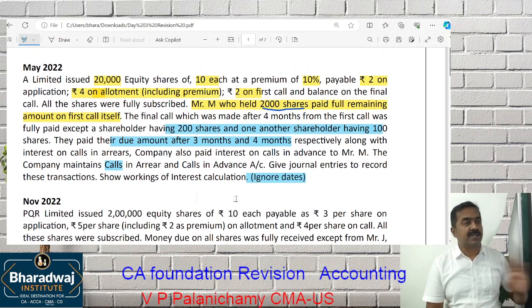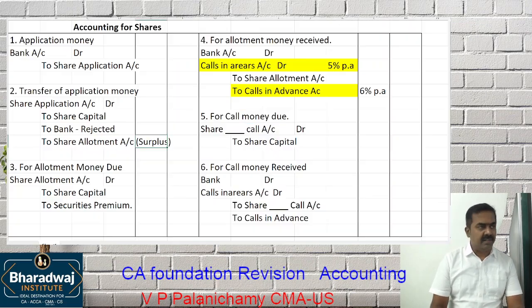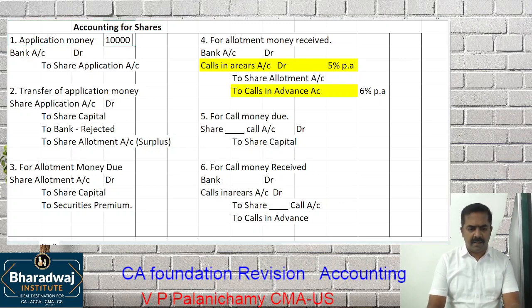So in this question, there is no forfeiture. Shall we start? First entry, bank account debit to share application account. How many shares? 20,000 into 2.